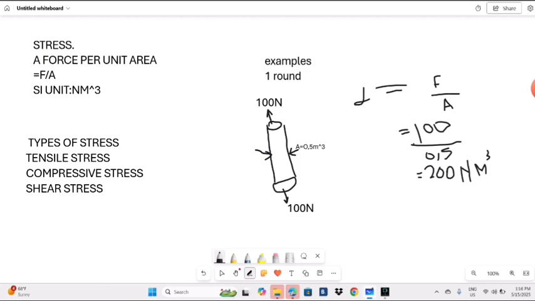Let's say we are given a cylinder here, and the force is 100 newtons and the area is 0.5 meters squared. We know that stress is equal to force divided by area. Then our force is 100 newtons, and our area is 0.5. It means our answer for stress will be 200 newtons per meter squared. That's the final answer for stress. Then now we are going to move to square.